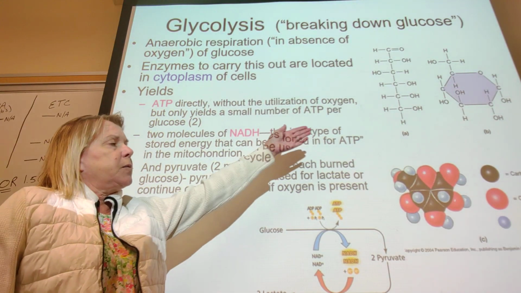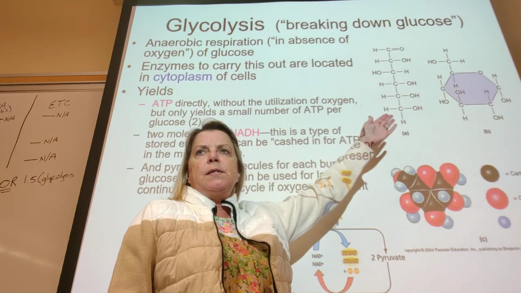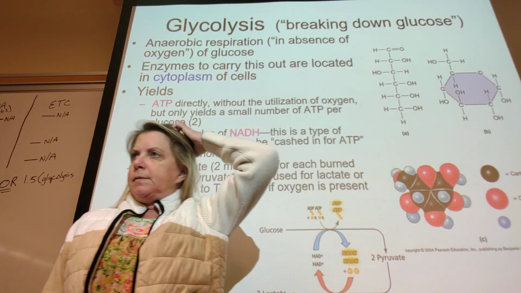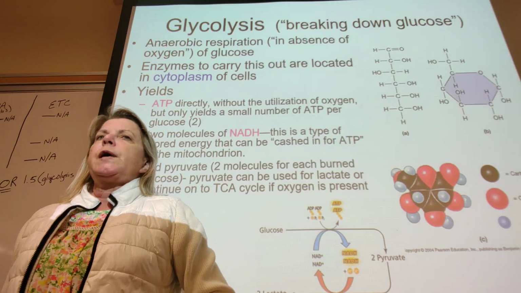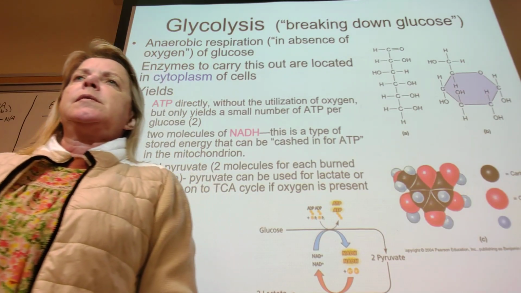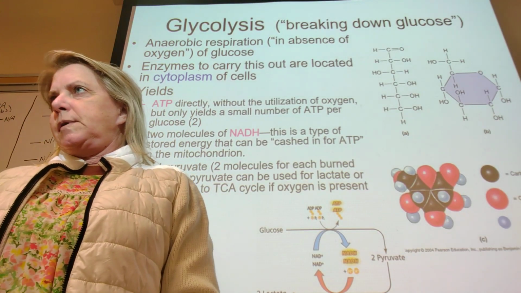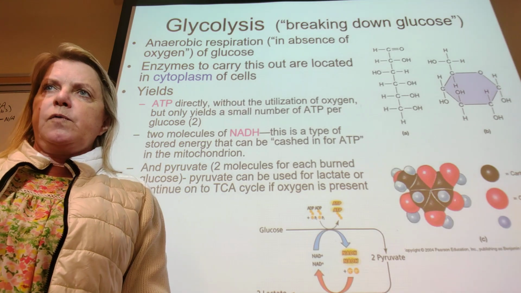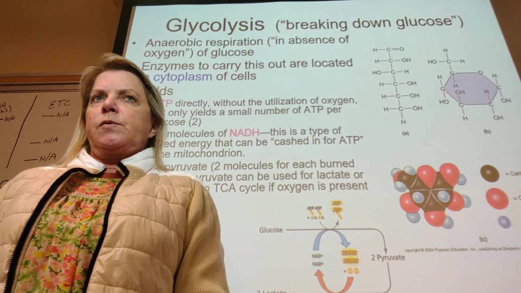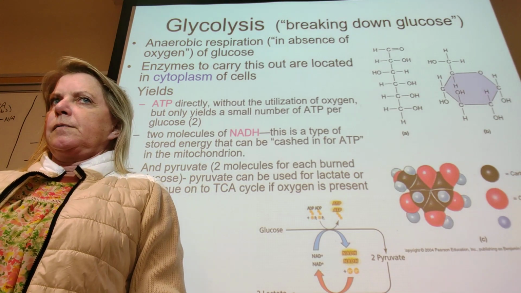What do we start with? We start with a 6-carbon chain. Glucose has 6 carbons, C6H12O6. So how many hydrogens are in there?